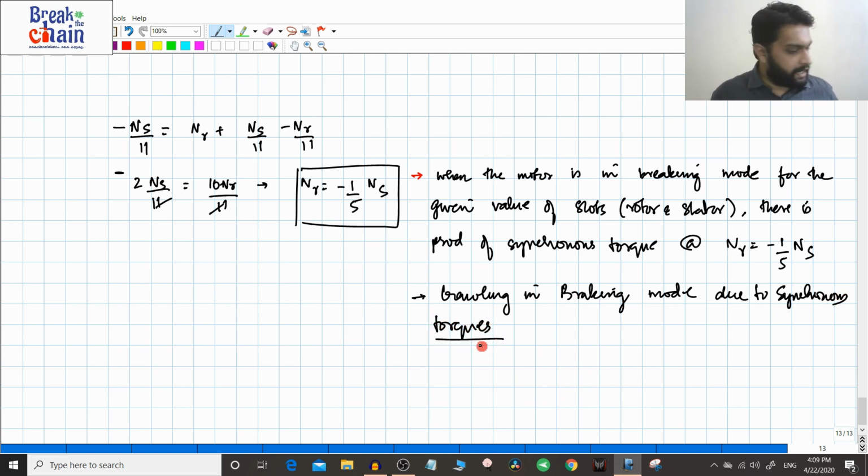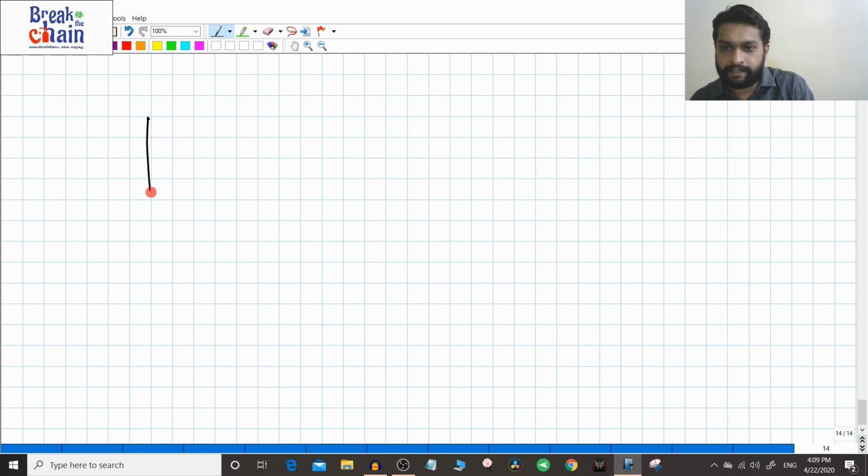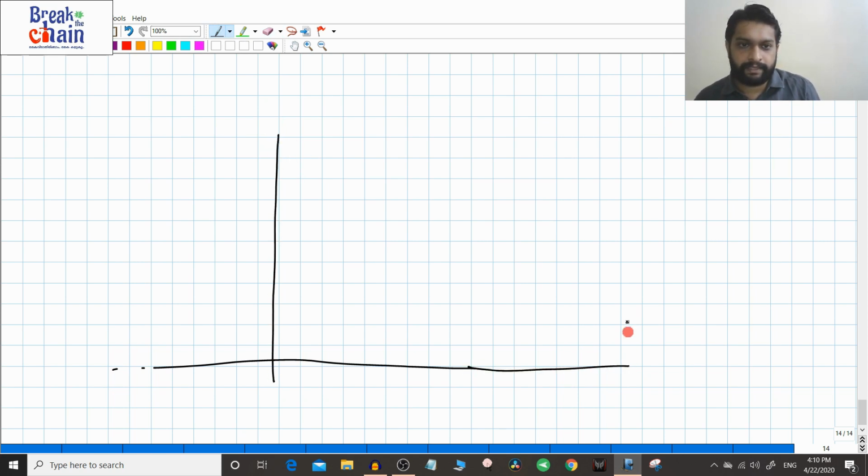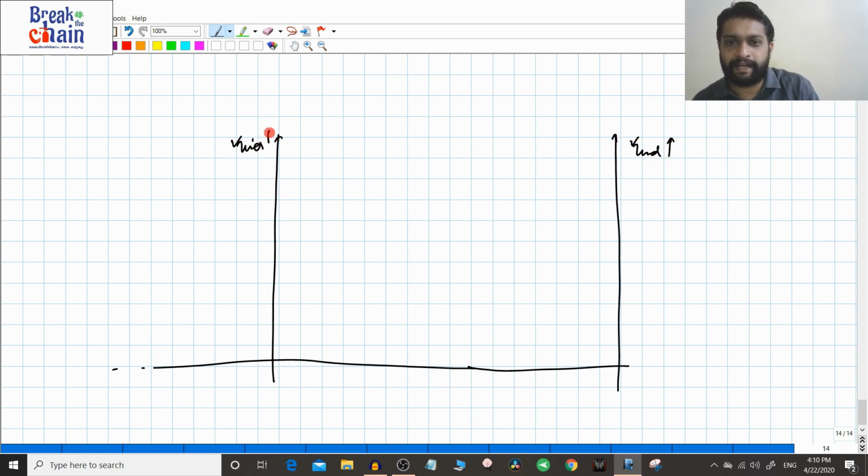That is the basic idea here. Let me just see. Okay. Yeah, so these are all the points we have covered. Now let me draw the torque slip characteristic. That is the final thing that we have to do. Let me shift this graph a little bit to the other side, because we need the braking mode. So this is the torque slip characteristic, torque induced.